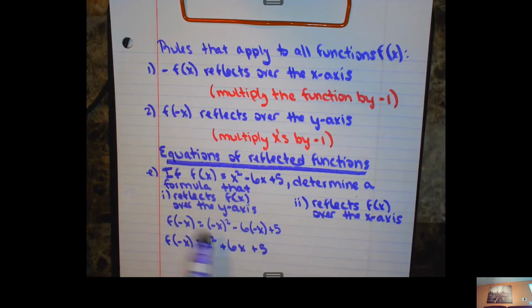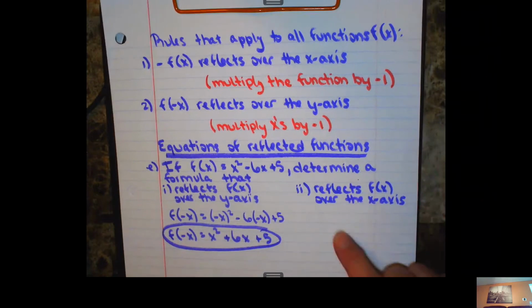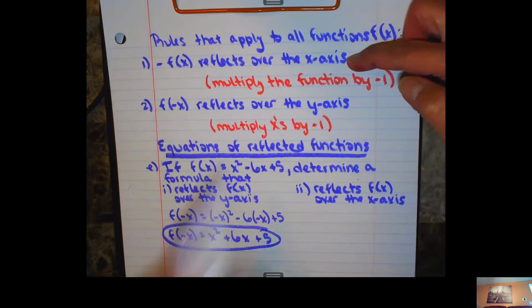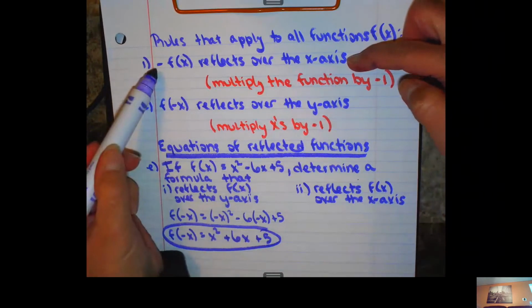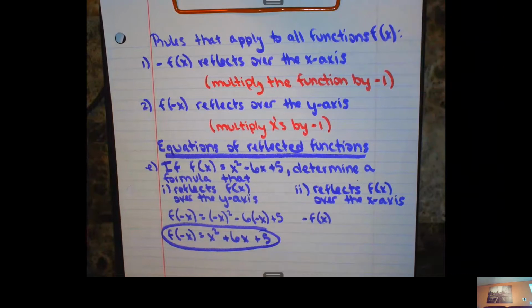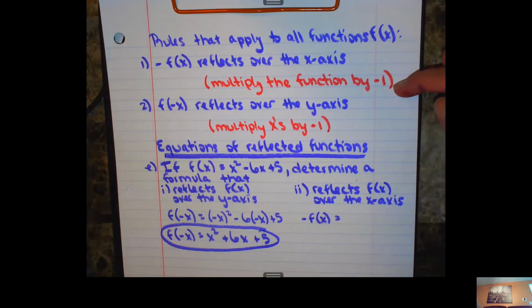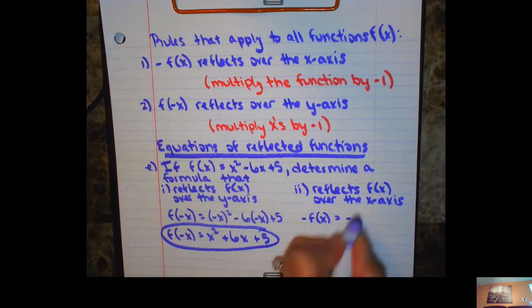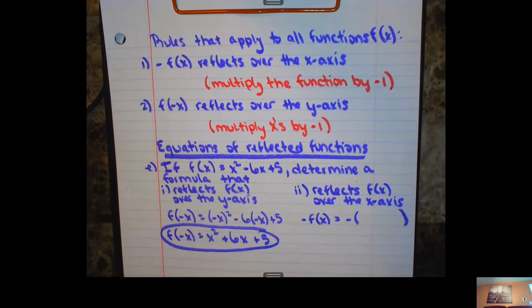So notice when we're reflecting over the y-axis, the only thing that changed was the middle term. There's our equation. If we're reflecting over the x-axis, though, it's a little different. If we're reflecting over the x-axis, this is what we're doing: f of negative f of x, so negative f of x. And what we're doing is multiplying the function by negative 1. So this one's a little easier. All I have to do is take a negative in front of the function and put it in parentheses.